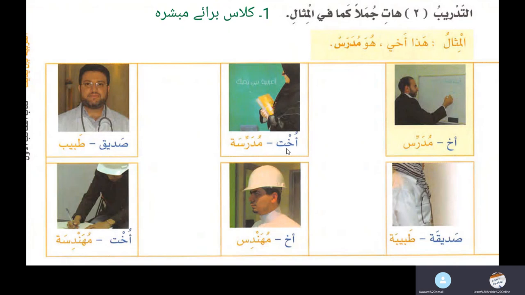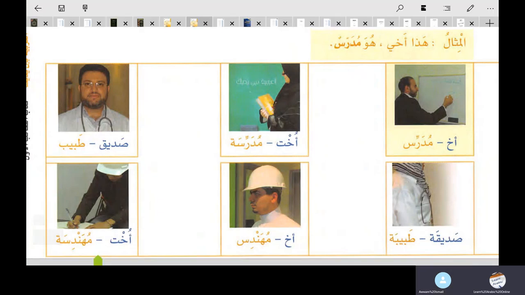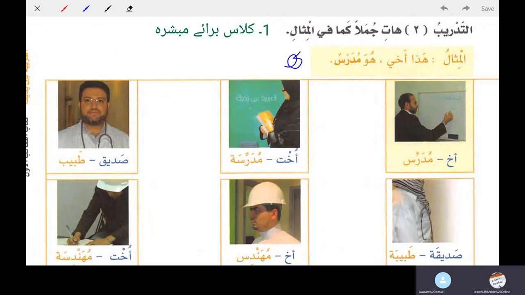So now, what sentence will you make here? Hadhihi ukhti, hiya mudarrisa. Hadhihi ukhti, hiya mudarrisa. Okay, one more time. So you say hadhihi ukhti hiya. Let me write it for you.